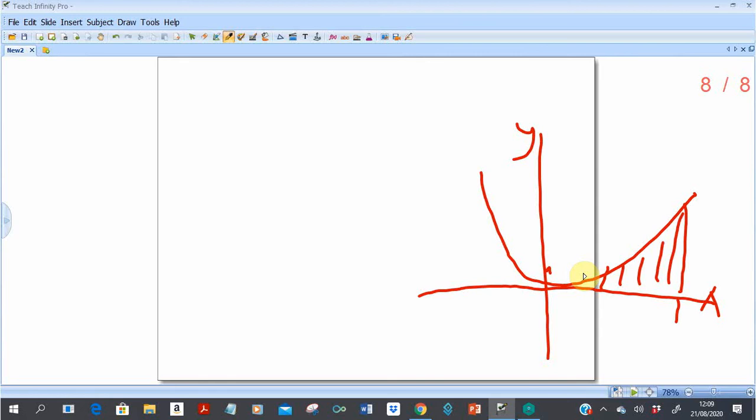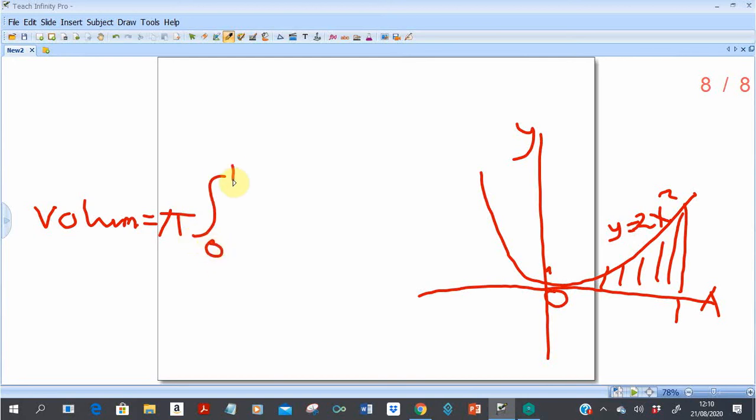We have a 1 there and we have 0. And this is the line y equals 2x squared. So find the volume. We're going to say pi integral between the 2 points of x, which is 0 and 1, the y function, but we have to square it. The y function is what? 2x squared, so we have to square it. dx.